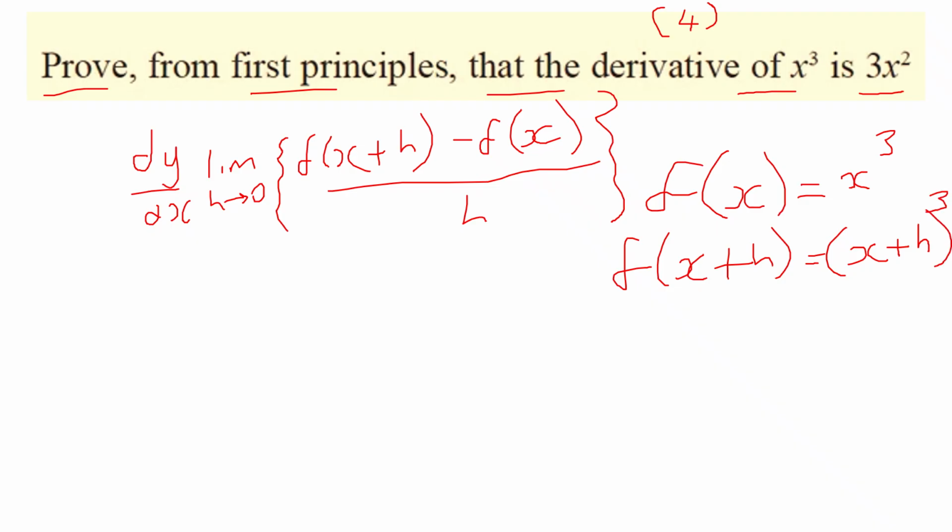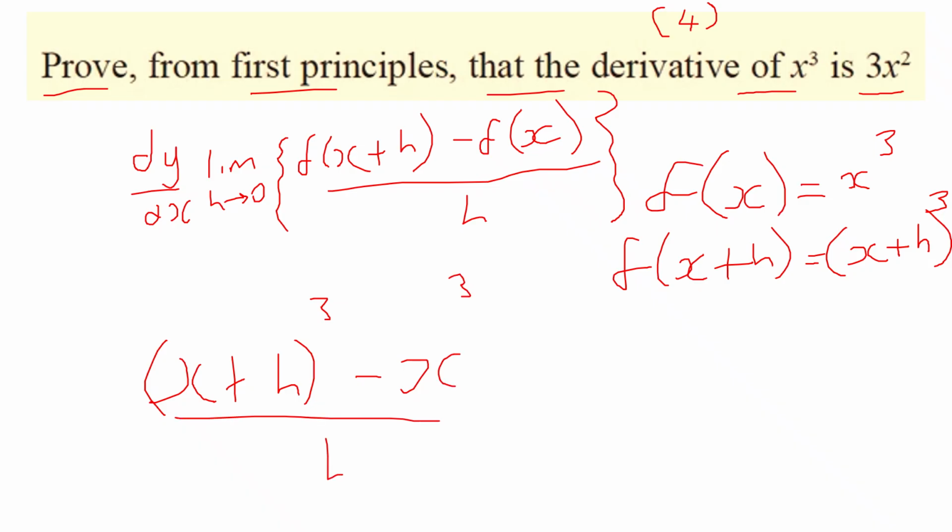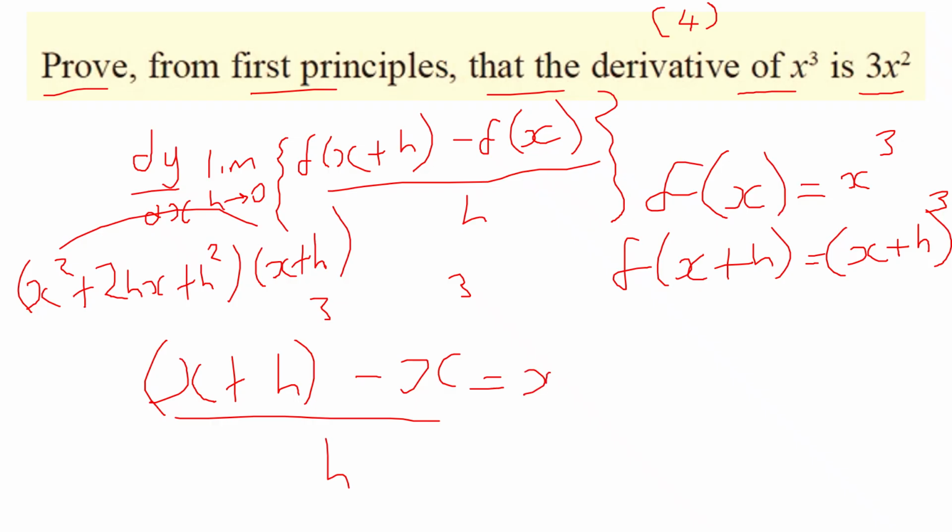So plugging this in, we're going to get x plus h all cubed, which is going to take us a while to expand, minus x cubed all over h. Now expanding this, the first two brackets will give you x squared plus 2hx plus h squared, and I'm going to multiply that by x plus h. So what's that going to give us? That's going to give us x cubed plus x squared h plus 2h x squared, so that'll be plus 3h x squared.